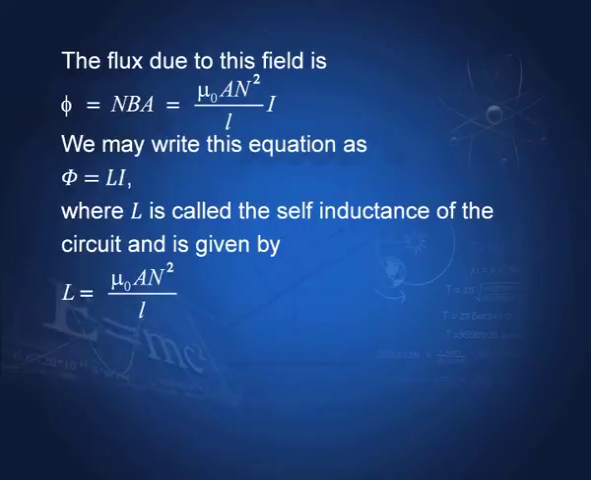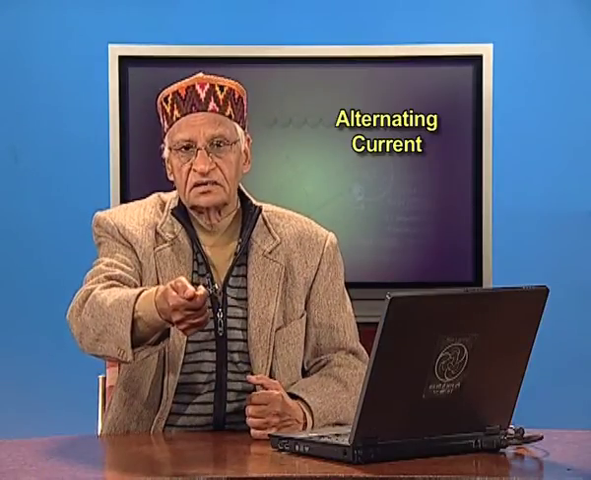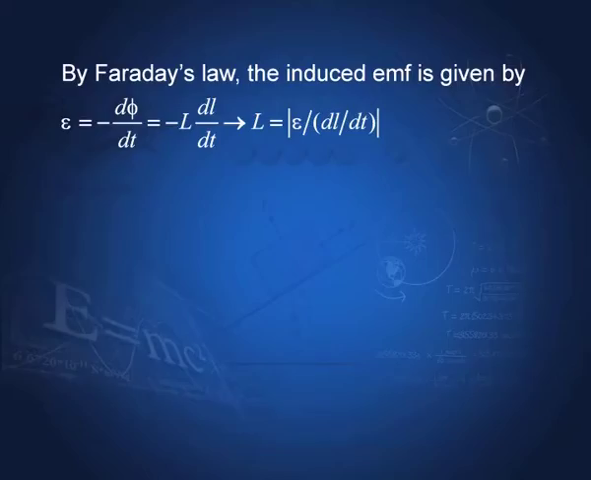We may write this equation as phi equal to L times I, where this is a constant term. So, I can write phi equal to L times I, where L is this term, mu 0 A N squared by L. This L is called self inductance. Why? Because it is this thing that resists the increase of current in the circuit. Therefore, this is called self inductance.